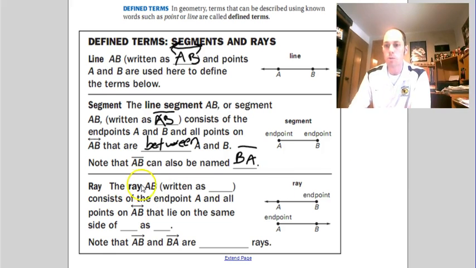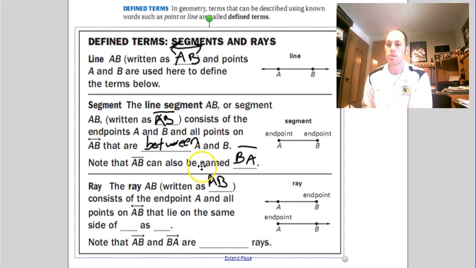Okay, ray AB, that would be this one down here. Now we'll have a line that extends to the right with an arrowhead on the right because it goes past B and continues in that direction. So it consists of the endpoint A and all points on AB that lie on the same side of A as B.